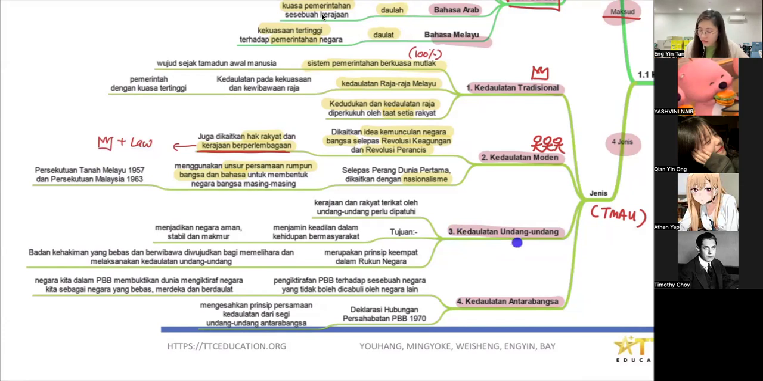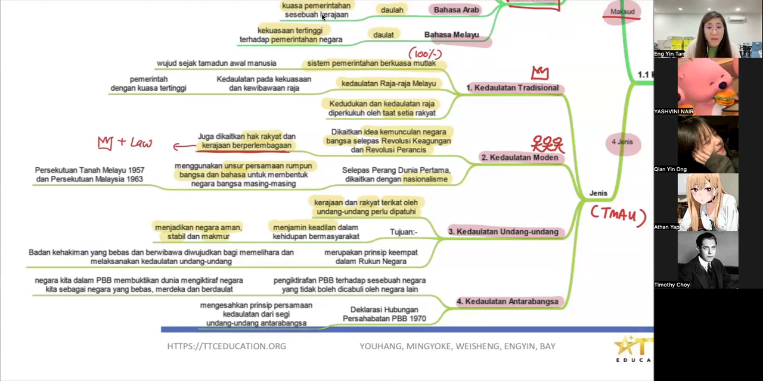Since we mentioned the king and the law already, now point number 3, kedaulatan undang-undang. So you know lah, undang-undang is very important. Semua orang, kerajaan dan rakyat, terikat oleh undang-undang yang perlu dipatuhi. The government and the citizens, everyone in this country, you need to follow the undang-undang. That's why they say kedaulatan, greatest, highest, kuasa tertinggi. The undang-undang is the kuasa tertinggi. Why must we put the undang-undang as kuasa tertinggi? Because this is to make sure of keadilan and that our country is fair, aman, stabil, and makmur.